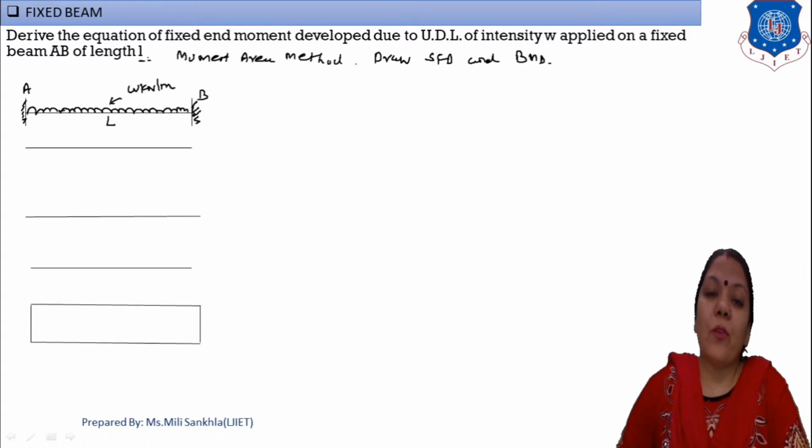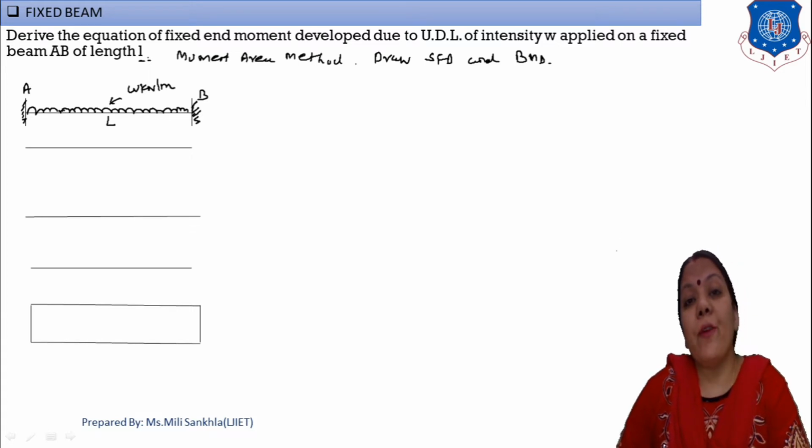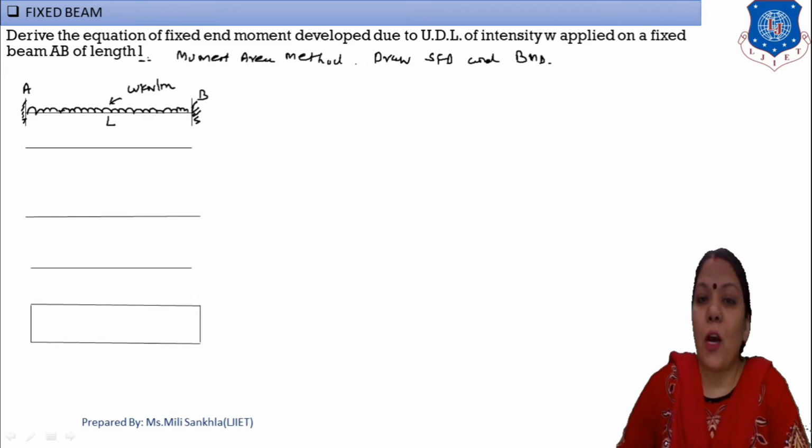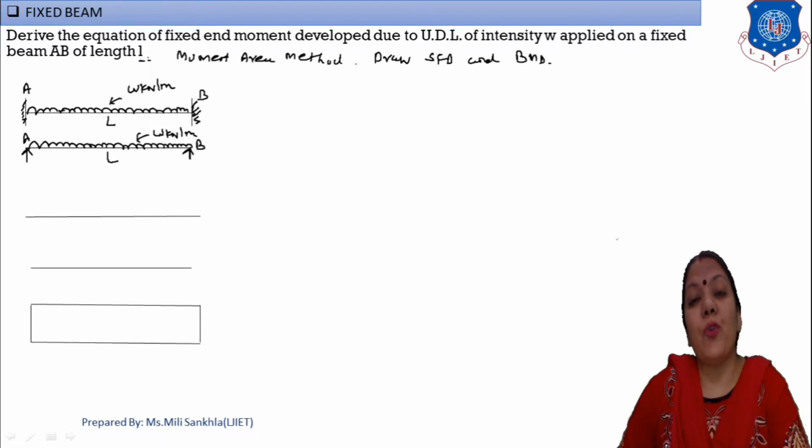Now one by one we follow the moment area method for symmetrical loading, because this UDL is applied on the entire span. That means this given beam is subjected to symmetrical loading. First step: convert this fixed beam into a simply supported beam. This is the first step of the moment area method for analysis of fixed beam. W kilonewton per meter, and this is our distance L, A and B.